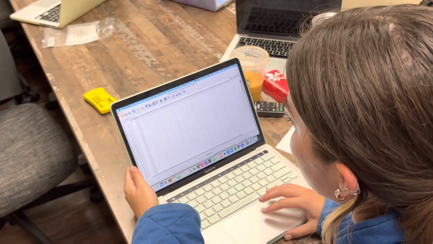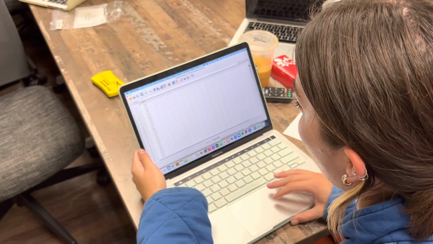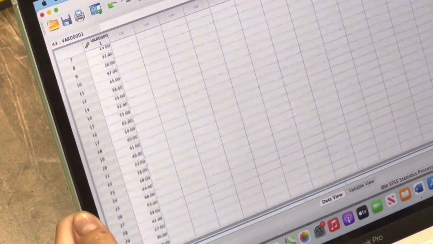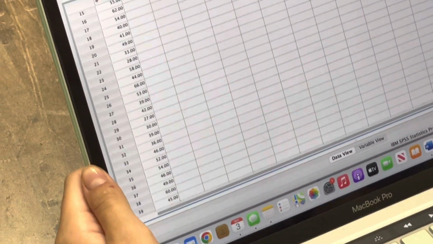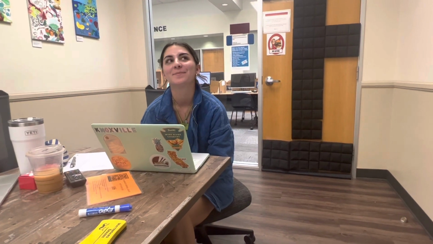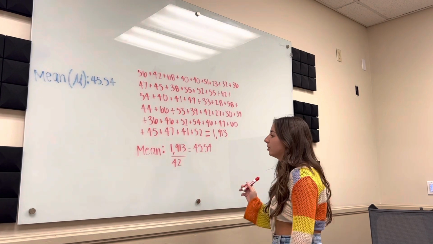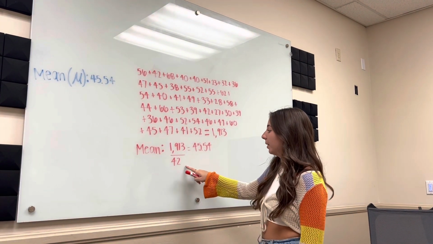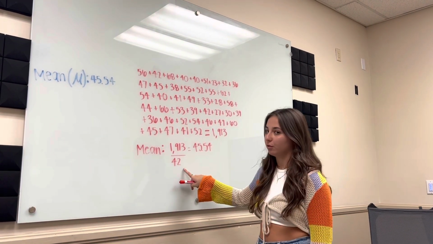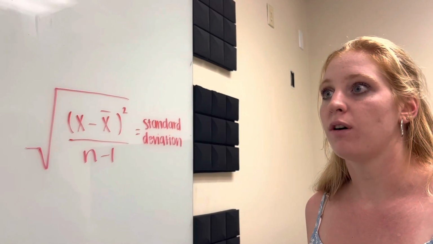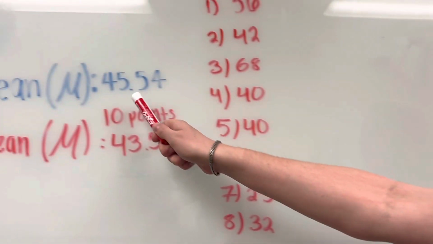Okay, this is the data set for everyone's questions they got correct on the exam. Okay, let's calculate the mean. So I added up all the scores and I got a total of 1,913, and then I divided by the number of students that took the test, which was 42, and I got a mean of 45.54. Okay, so we calculated the mean, which is 45.54 for all 42 data sets.